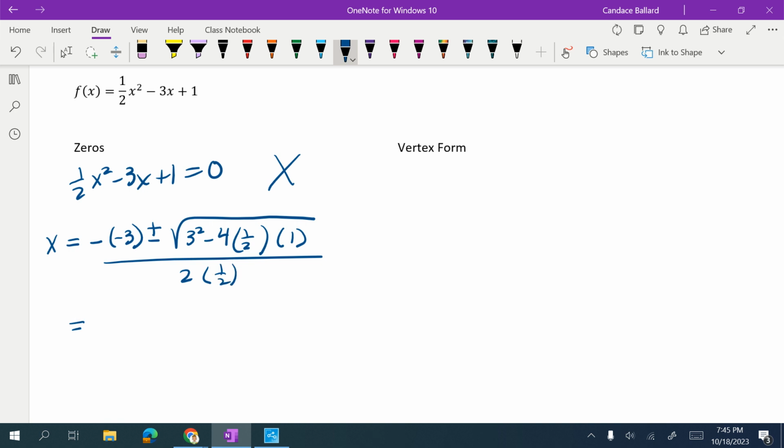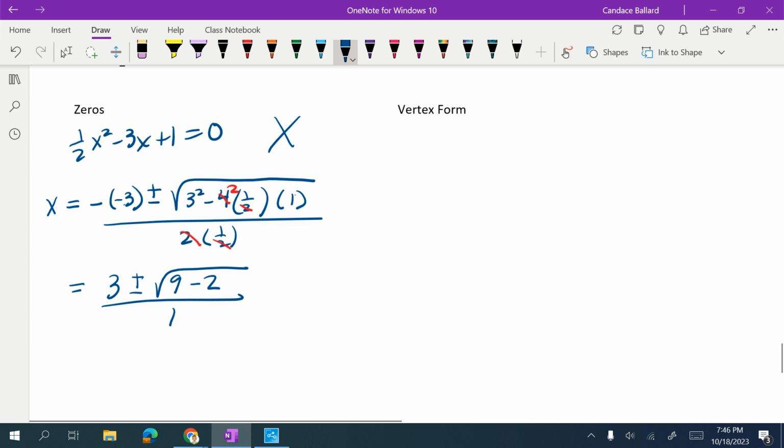So this actually isn't looking too bad. I know this double negative here is going to be positive, plus or minus the square root of 9. Check this out. 2 goes into 4 twice. So I've got 2 times 1, which is just going to be 2. And then check this out. Look at these 2's. How nice is that? Those cancel. So my denominator is just 1.